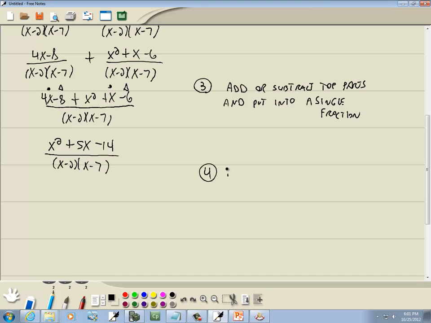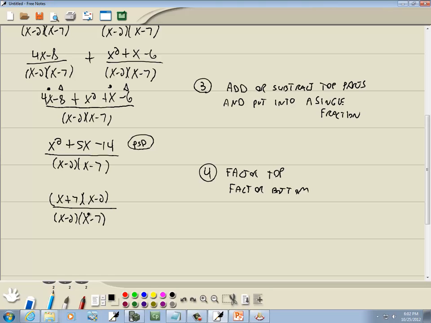Now step 4. Factor the top, factor the bottom. Unless you've actually multiplied it through, you shouldn't have to factor your denominator. It should already still be factored. But the top part here, this is the PSD method. And this factors as x plus 7 times x minus 2. And the denominator remains as is.